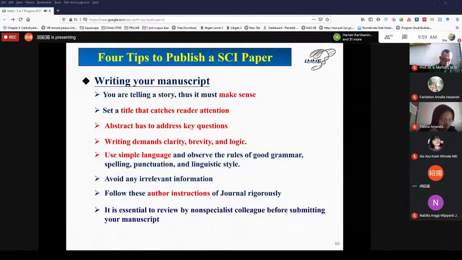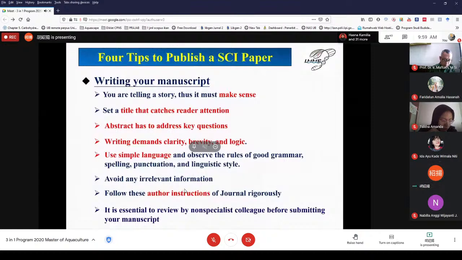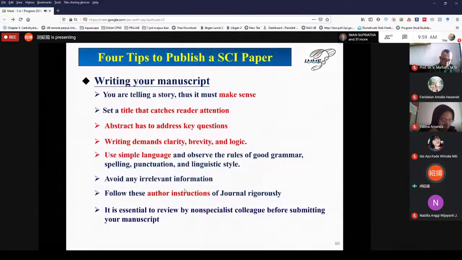Important. Before you submit your manuscript, it's essential to make sure it is appropriate. Remember that you have only one opportunity to attract the editor's attention. If this is wasted by careless mistakes or omissions, your chance is lost.